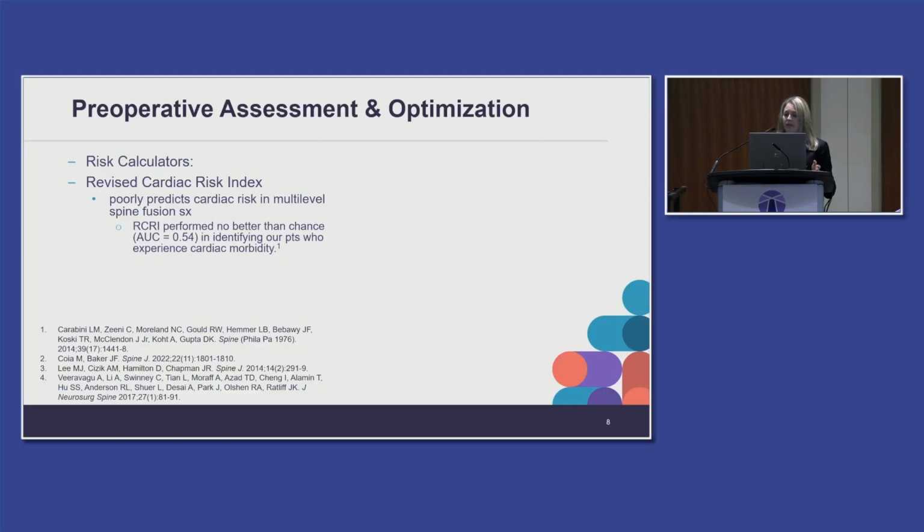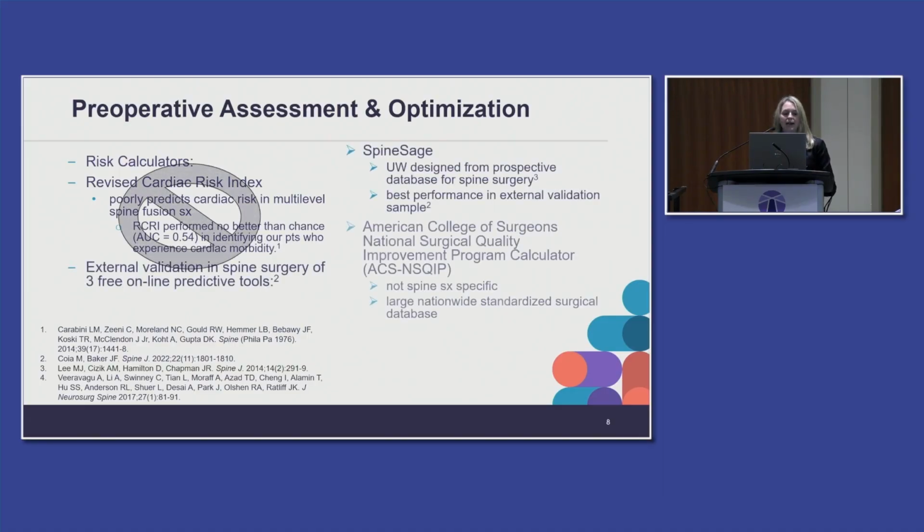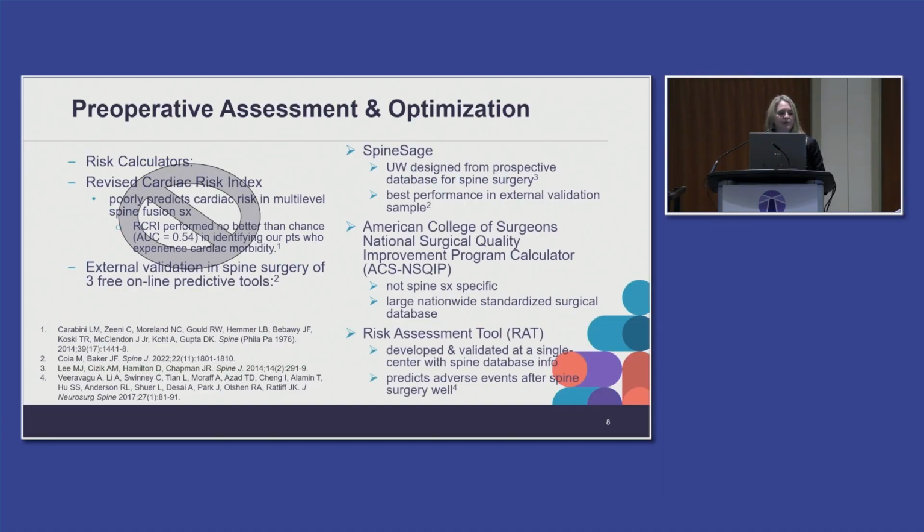Now, there's not a single perfect calculator for high-risk spine surgery at the current time. The revised cardiac risk index, which is widely used, in general actually poorly predicts cardiac risk in multi-level spine fusion surgery patients. We found that in our own patients, it performed no better than chance in identifying our patients who experienced cardiac morbidity. Since then, there's been external validation in spine surgery of 3 online predictive tools.